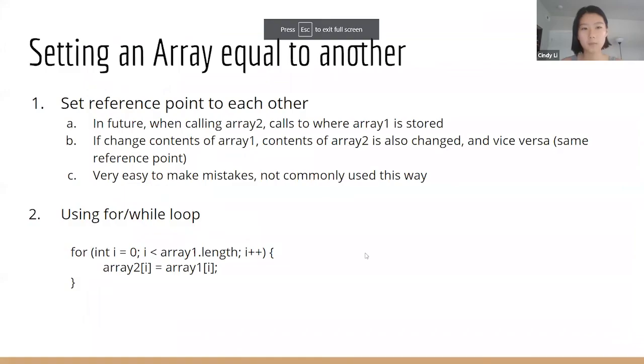There's another way, the more common, quote unquote correct way to set an array equal to another, and it's using a while or for loop.